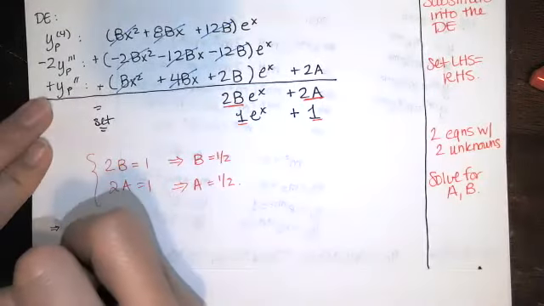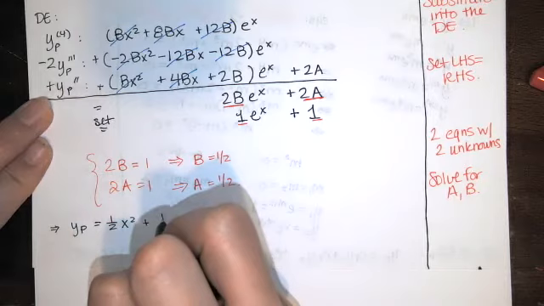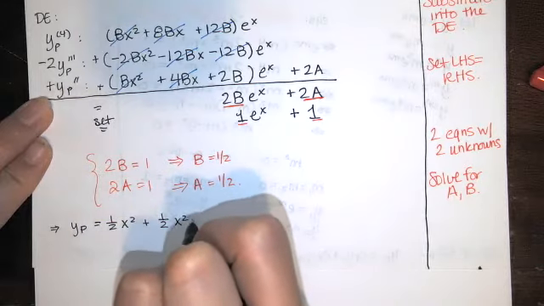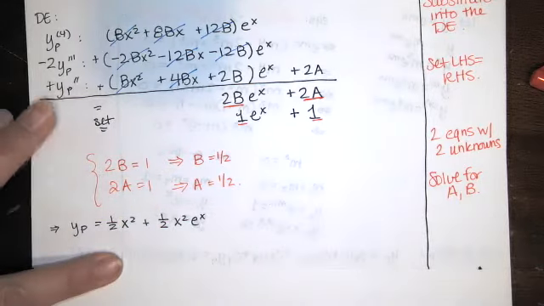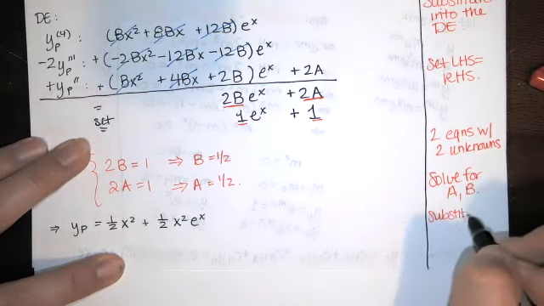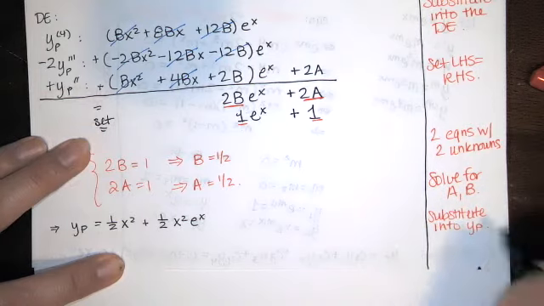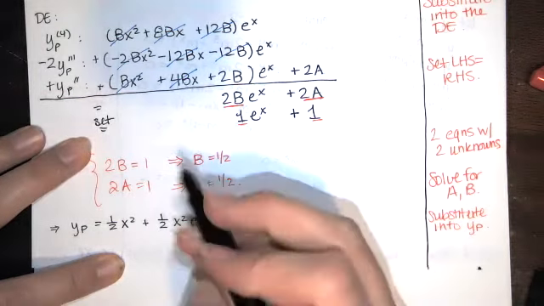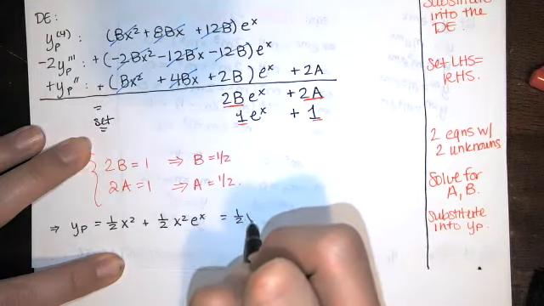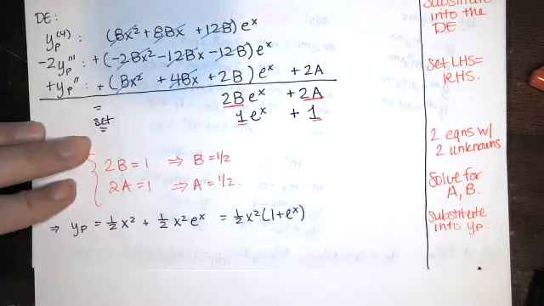So y sub p is 1/2 x squared plus b, which is 1/2 times x squared times e to the x. And if you want, you could factor out a 1/2 x squared. That'd be fine. You don't have to, though.